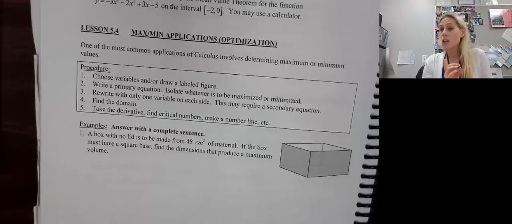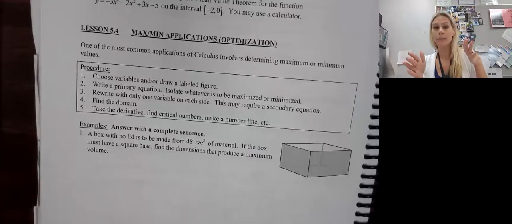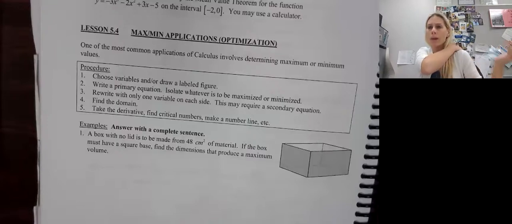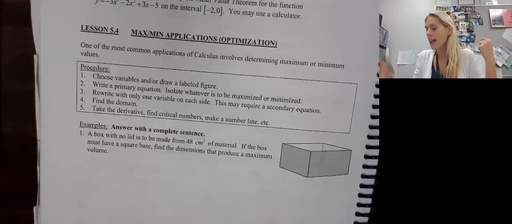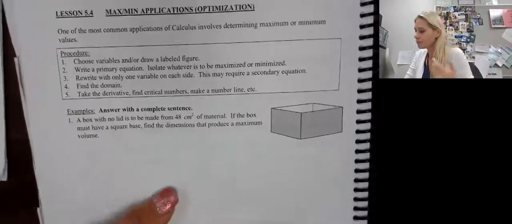Then we're going to look at the domain because we always have to make sure that we have our boundaries. We're going to take the derivative, find the critical numbers, and make our sign right. Now, why do we do that? Well, because where do we get max and min, guys? We get it from the first derivative. So let's check this out.